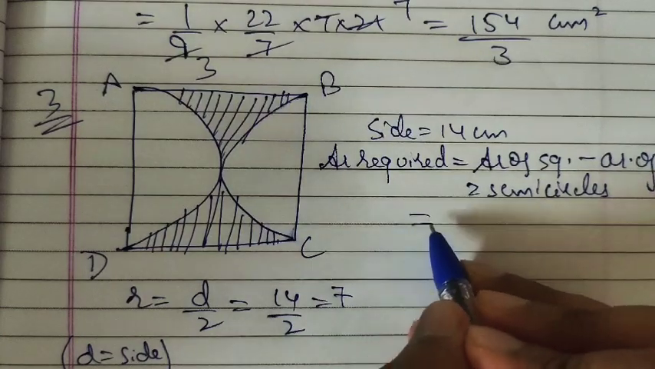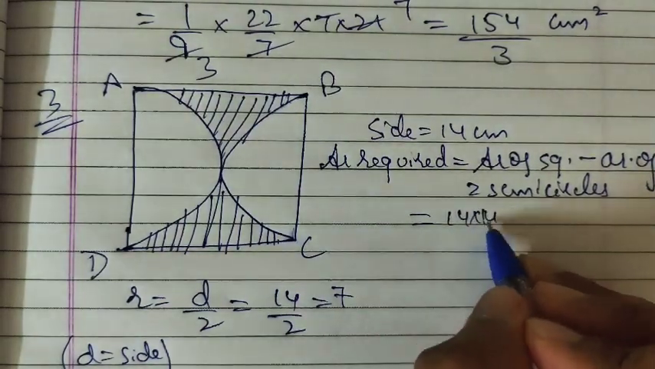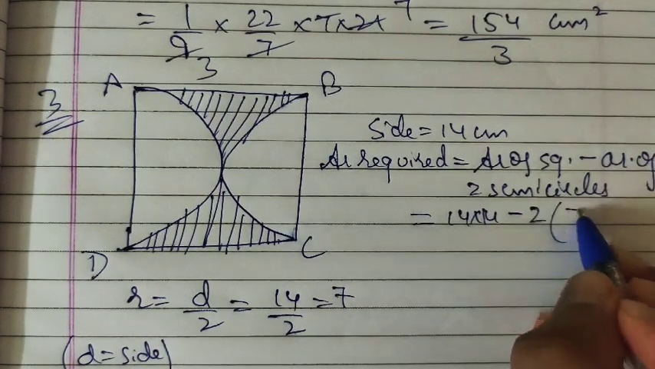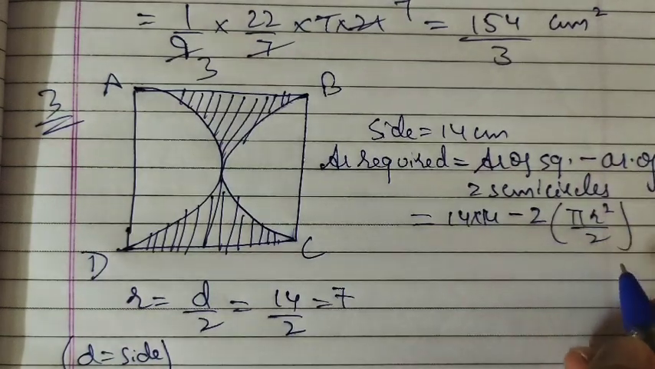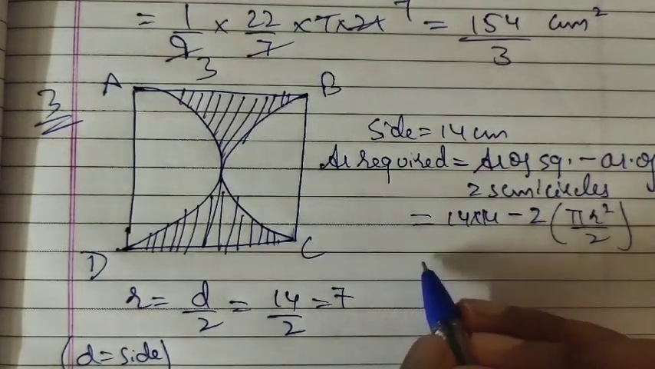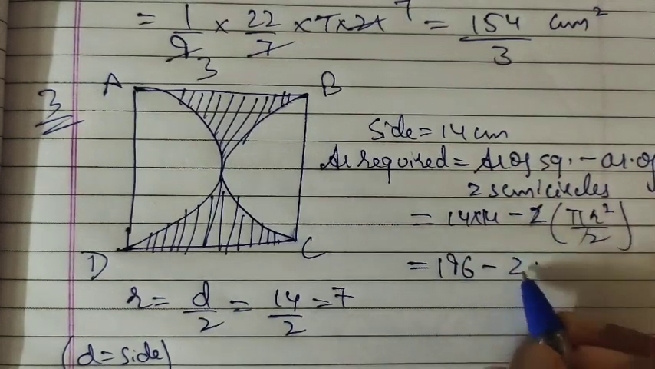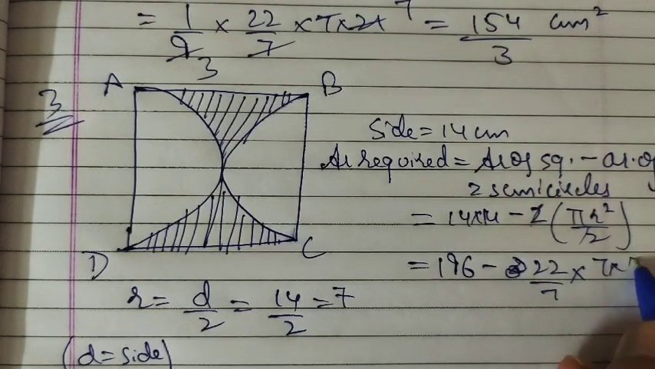So let's put the value. The area of the square is 14 multiply 14, side square, minus the area of two semicircles. So 2 multiply by pi r square upon 2. Pi r square upon 2 is the area of a semicircle and two semicircles are there. 196 minus, 2 and 2 get cancelled, 22 by 7, r value is 7 multiply 7.